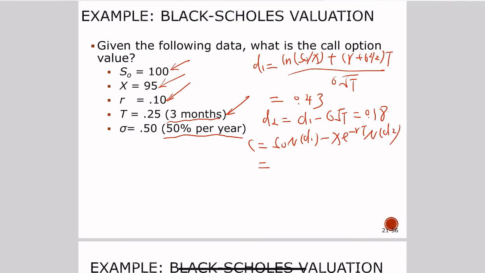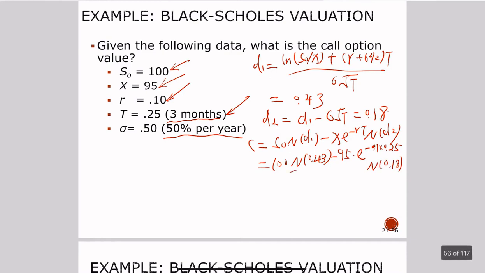So S0 is basically 100, right? And N(d1) is really N(0.43). Now what is X? It's 95, right? So e to the minus rT, what is r? It's 0.1. And T is 0.25. And N(d2) is N(0.18). So clearly you have every number you need to find out the call option price.